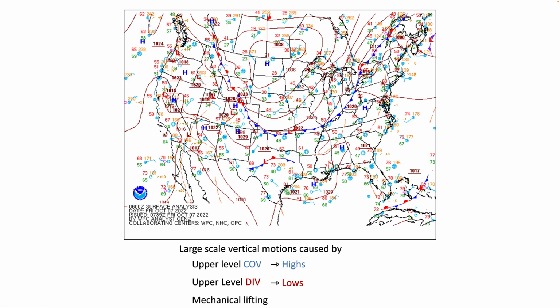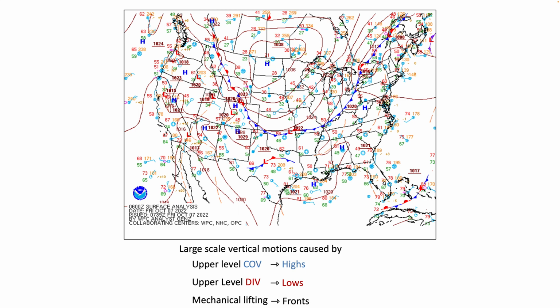And the third way that we get vertical motions in the atmosphere, particularly vertical ascent and upward motion, is through mechanical lifting along frontal boundaries. And so along cold fronts, warm fronts, stationary and occluded fronts, we also get upward motion. And this is caused by what I like to call mechanical lifting. And this is where in some way, shape, or form, cold air forces warm air to rise.